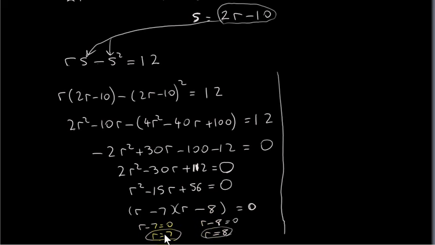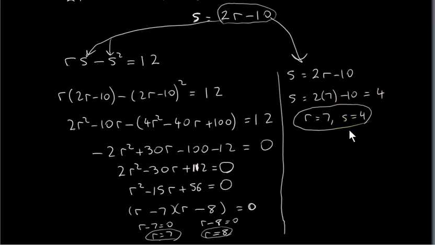So to find the corresponding s values, we take each of these values in turn and plug it into this here. So we have s equals 2r minus 10. We plug in 7. 2 sevens are 14, minus 10 is 4. So for this situation we have r equals 7, we get s equals 4. So that's one pair of numbers. If r equals 8, we get s equals 2 times 8 minus 10. 16 minus 10 is 6. So when r is equal to 8, we see that s is equal to 6.